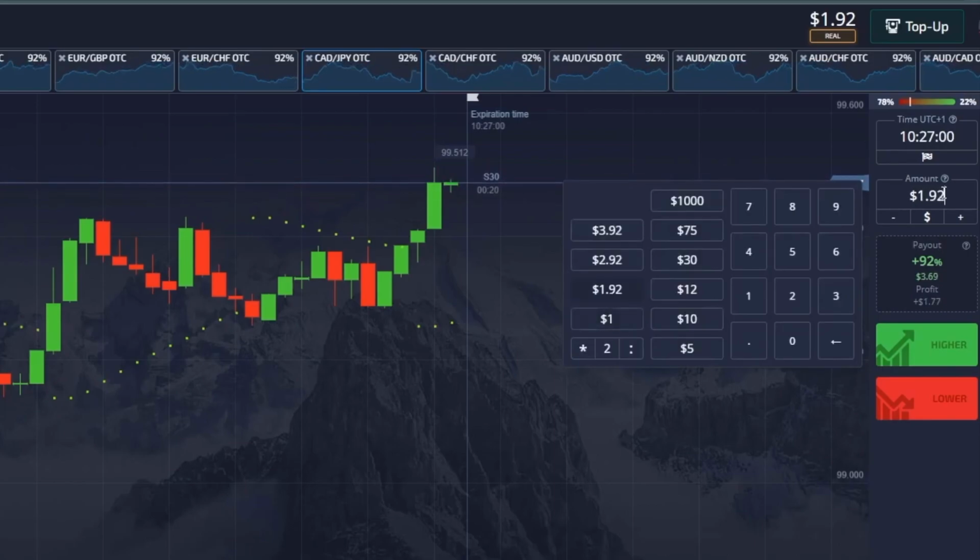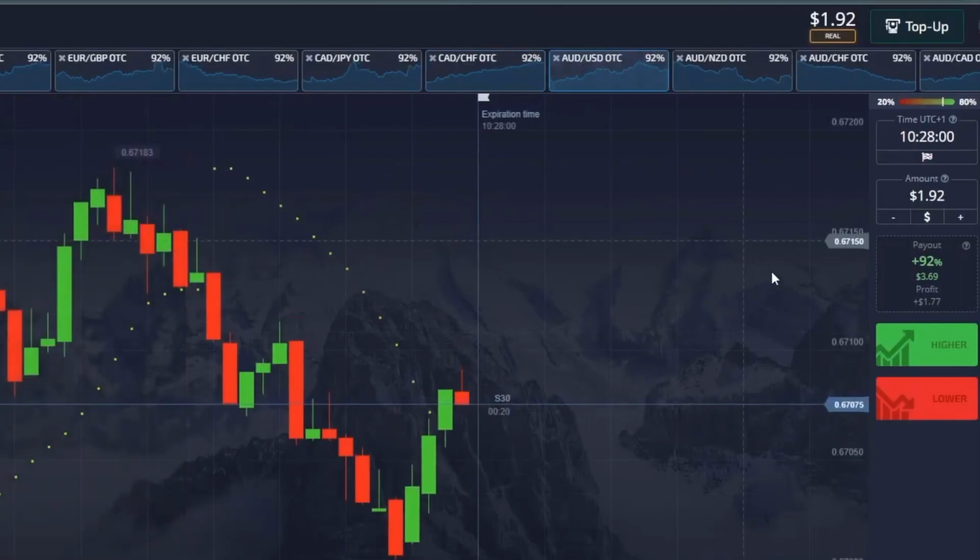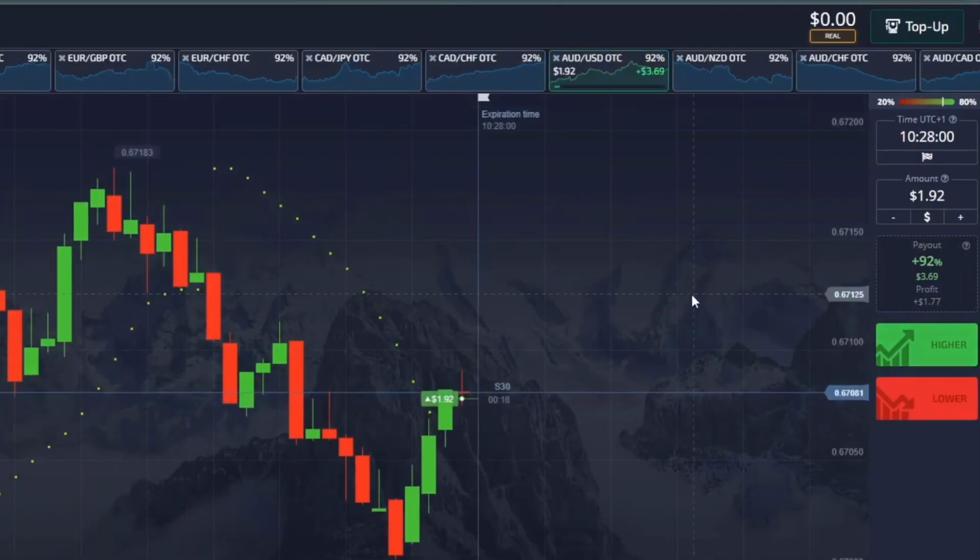Now, the indicators that I'm using on the screen here are, I think, the best indicators for this type of strategy. Got another pattern come in there.